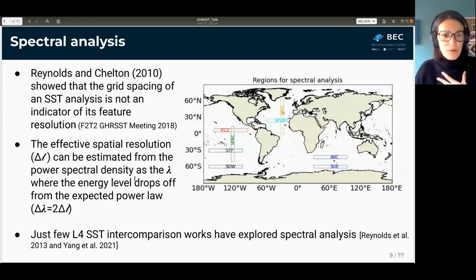To my knowledge, and if I'm wrong, I would like you to correct me, just a few previous SST intercomparison works have explored the spectral analysis. So here I will briefly show you the results we got for these two regions in black, one in the tropical Pacific and the other more in the southern. But the results are generic to the other regions.